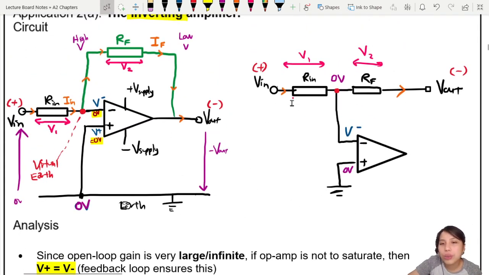We look at this one, easier to see. That one is very crowded now. Okay, so here is I in. This is IF.